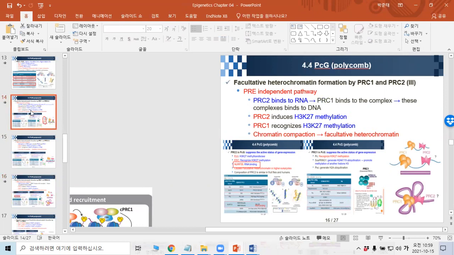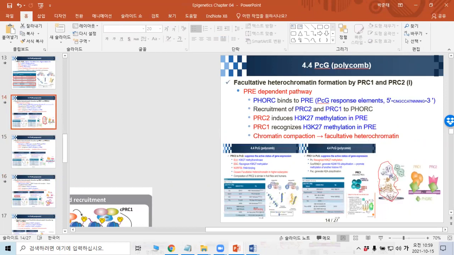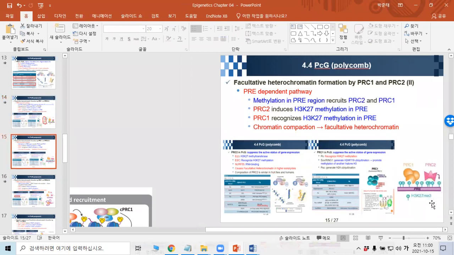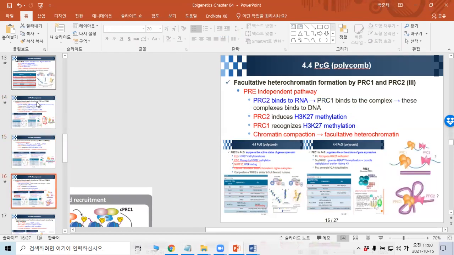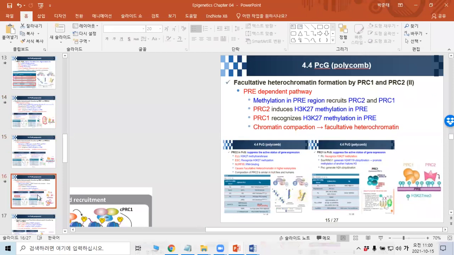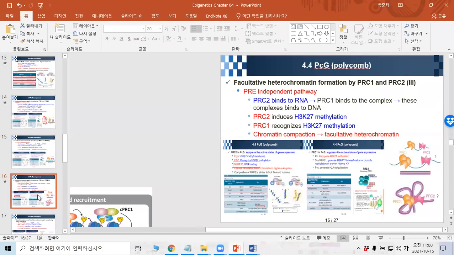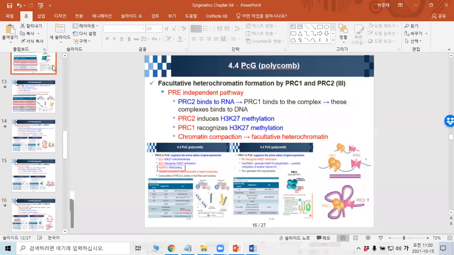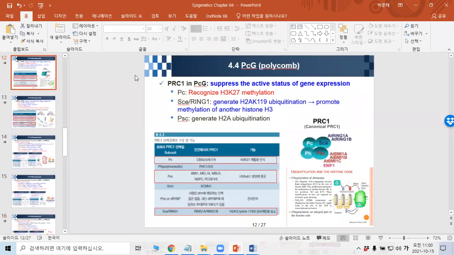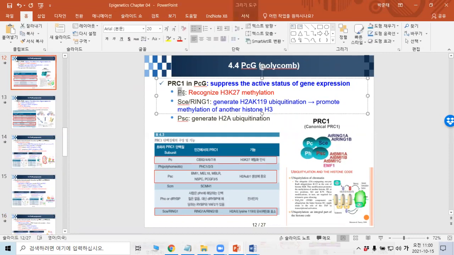So I will ask you one scenario. At that time I will show you the picture, and based on the picture you have to explain the procedure. Okay, 2 PRC-dependent and 1 PRC-independent pathway. Okay, the main complex of PcG, they have a PRC complex.